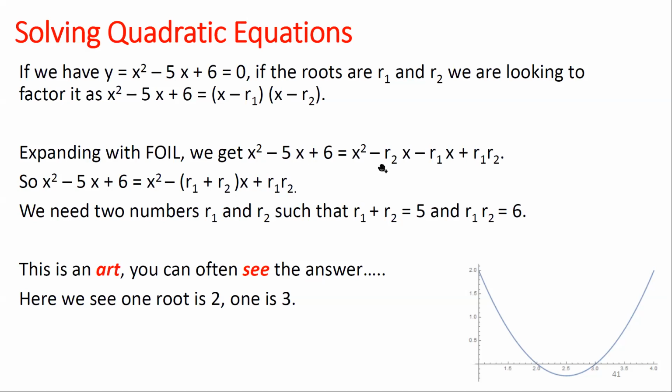Expanding with FOIL, you would get x squared minus 5x plus 6 on one side, and on the other side x squared minus r2x minus r1x plus r1 r2. So we can combine the two x terms. We have minus quantity r1 plus r2.